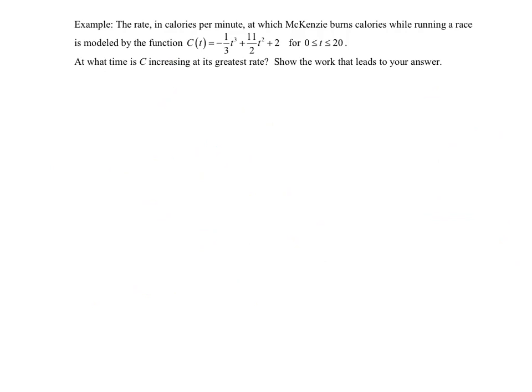All right, in our example here, we've got a lot to break down. The rate in calories per minute at which Mackenzie burns calories while running a race is modeled by this function for 0 to 20. So let's just stop there. This represents the rate in calories per minute at which you're burning calories while running a race. At what time is C increasing at its greatest rate?